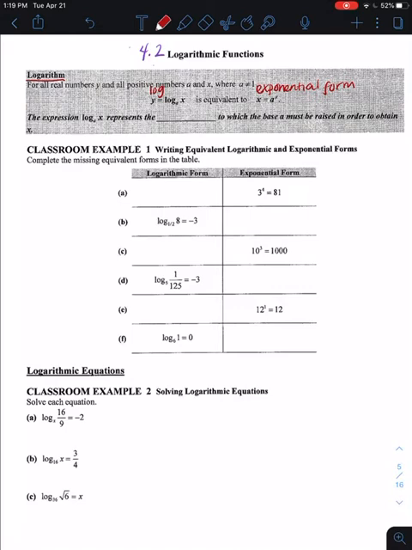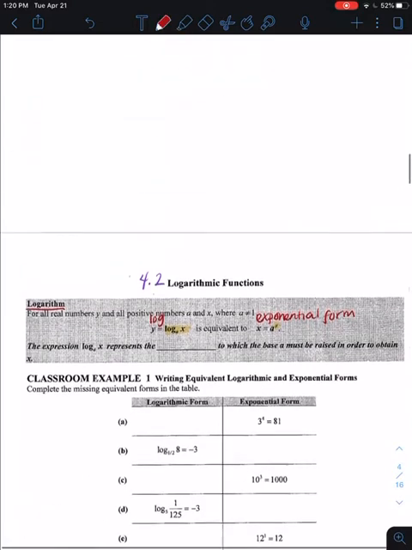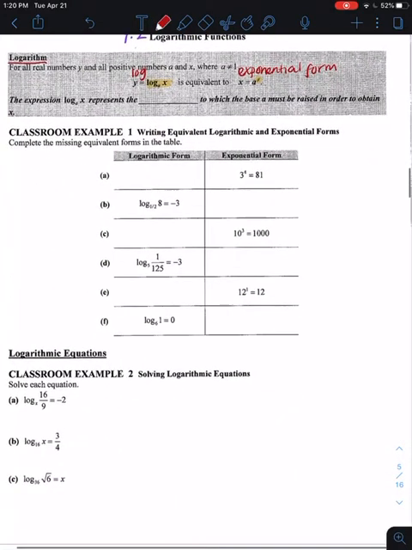All right, so if you look above, it says expression log base a of x. When you look here, log base a of x equals y. When you look over here in exponential form, y is the exponent. So the expression log base a of x represents the exponent to which the base a must be raised in order to obtain x. So logarithms in short are exponents. All right, so in summary.